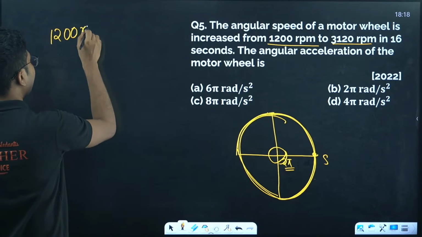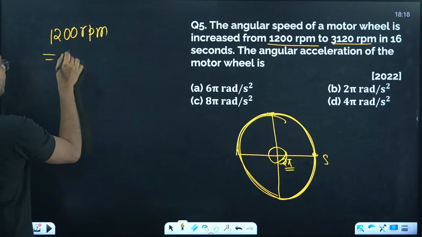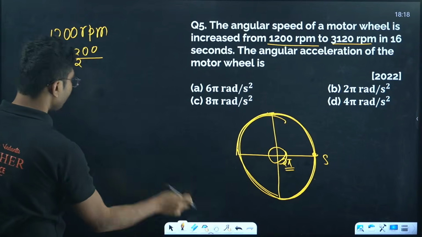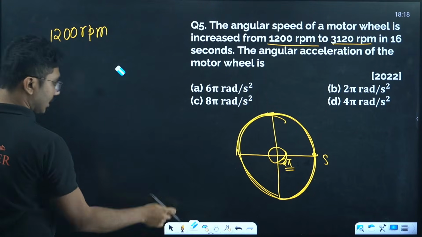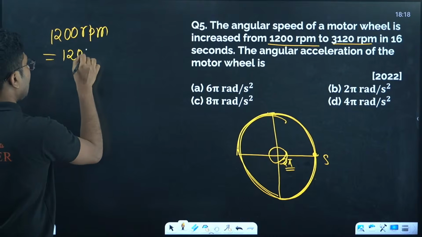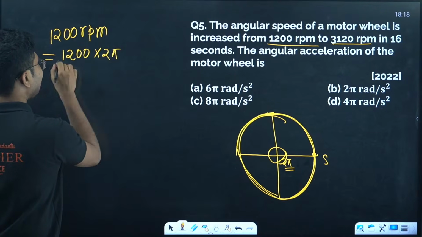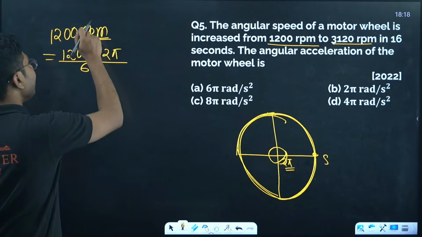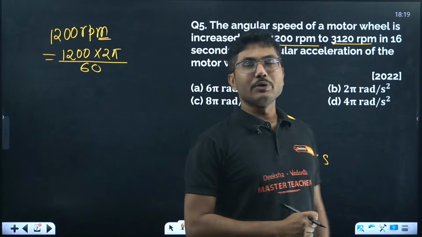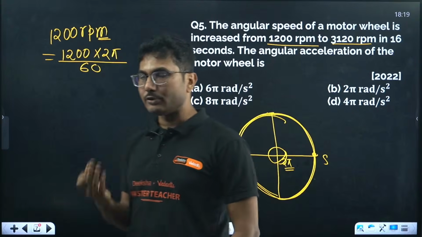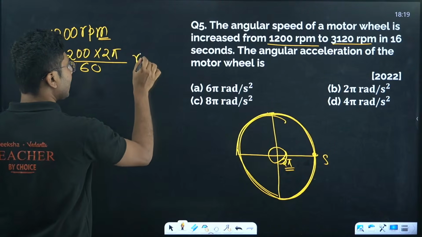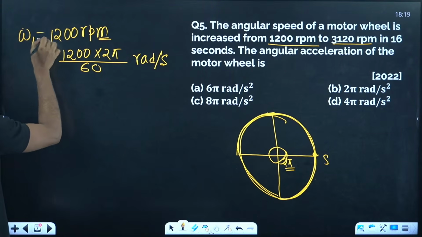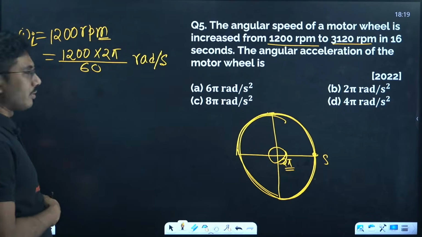1200 rpm is equal to 1200 times 2 pi divided by 60, because each revolution is an angle of 2 pi and it is revolutions per minute. If it is given in revolutions per second, then you can directly multiply by 2 pi to convert it into radian per second. But here it is given in minutes. So this is the initial angular velocity, omega I.